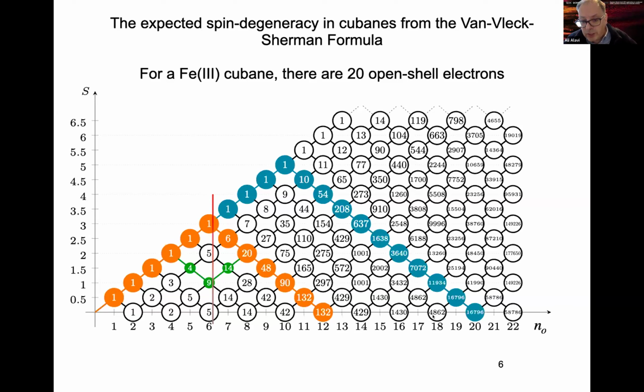And with the state-of-the-art standard quantum chemistry, the maximum that one can treat are systems with 18 open shell electrons.